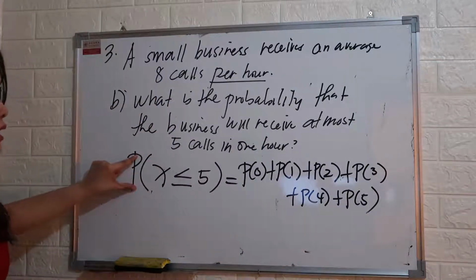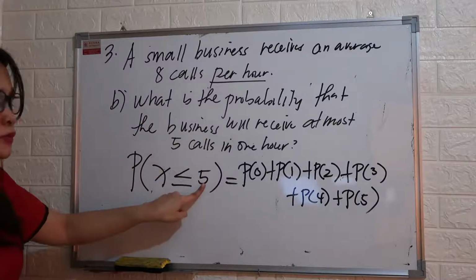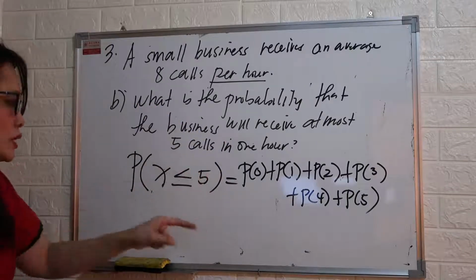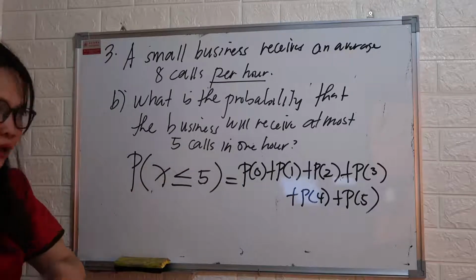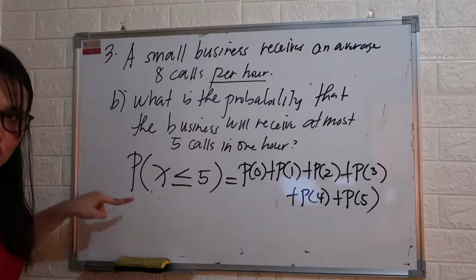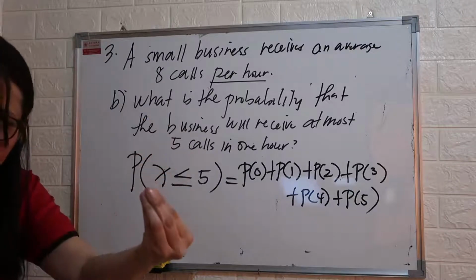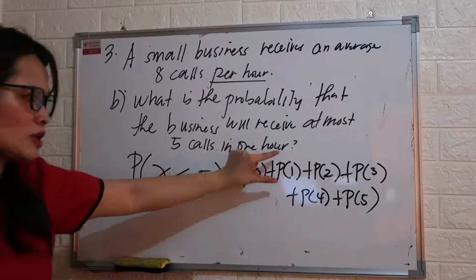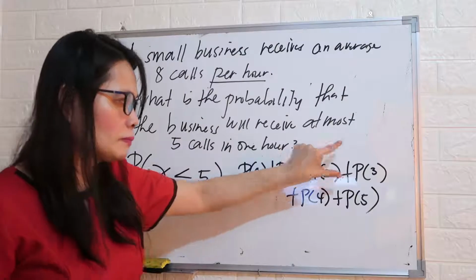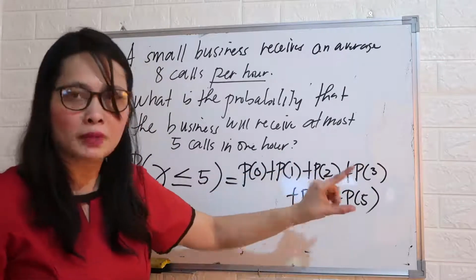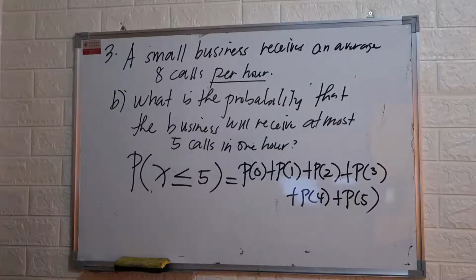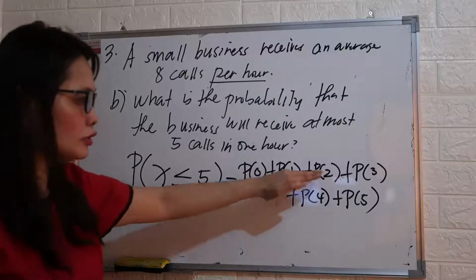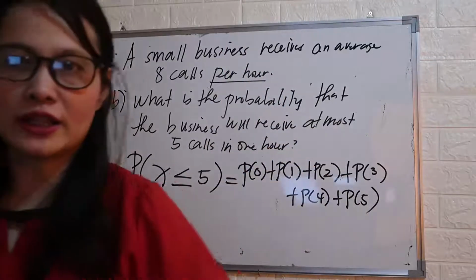So the probability that the business will receive at most 5 calls. The interpretation of that is x is less than or equal to 5, meaning 5 is the highest, going down: 5, 4, 3, 2, 1, 0. To determine the probability, get the probability of 0, plus 1, plus 2, plus 3, plus 4, plus 5. So can you please give me now the probability? Get the probability of 0, 1, 2, 3, 4, 5, and then add everything.